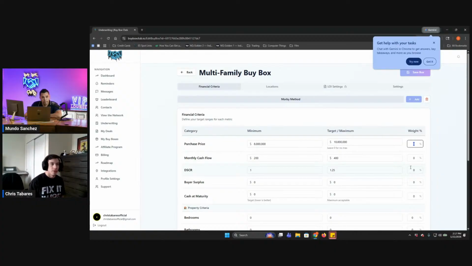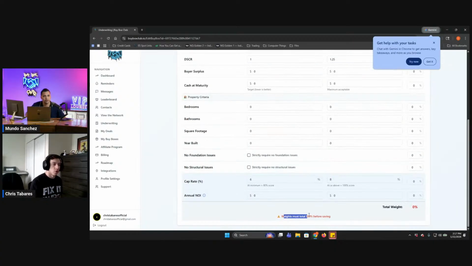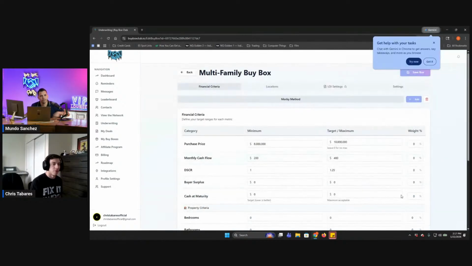Okay. All right. So I'm just going to ignore that for now. You want to make sure that it goes up to 100. Right. I noticed down here, weights for all categories must total 100% before saving, so that you have a full picture of exactly what matters to you, I imagine.